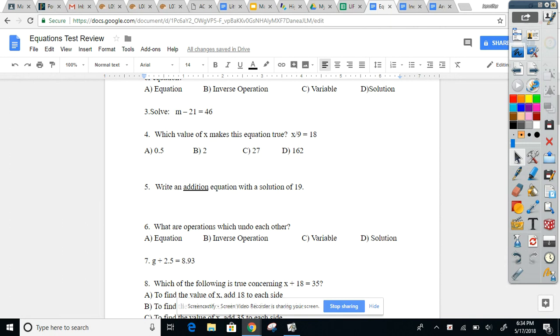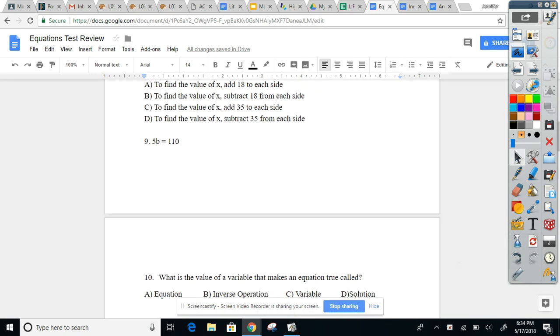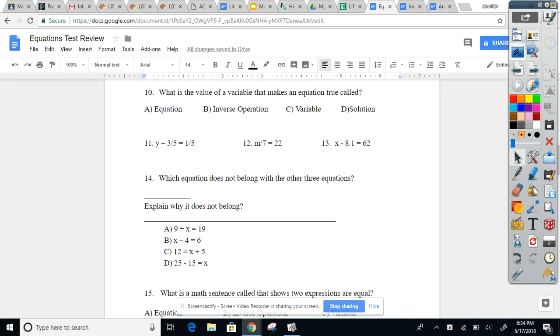To create an equation with the solution of 19, so this would be 2 plus x equals 21. My solution to x would be 19. Okay. Let's scroll back down. Number 11. We need to talk about that one.